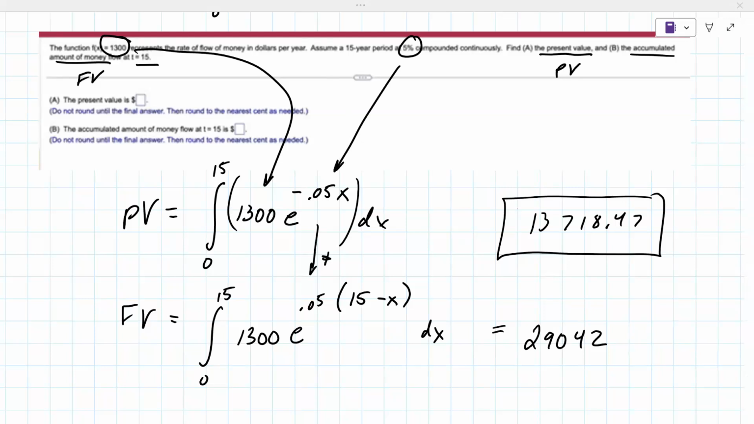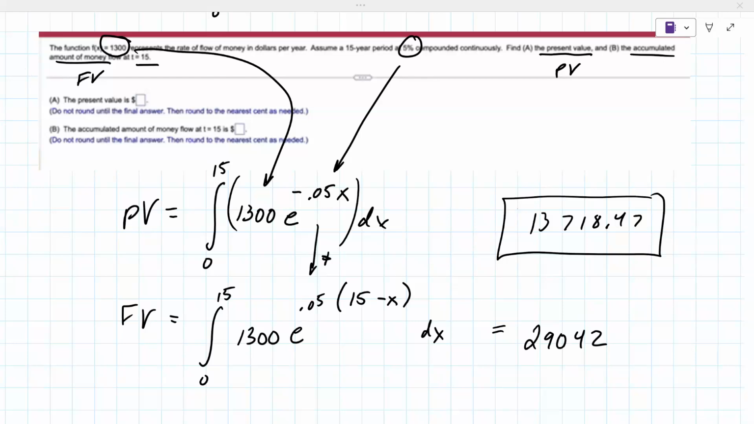I got something else, but I think I put it in. Oh yeah, I did it wrong. Sorry, one second. Oh yeah, I got two. Yeah, I got that answer. Perfect.